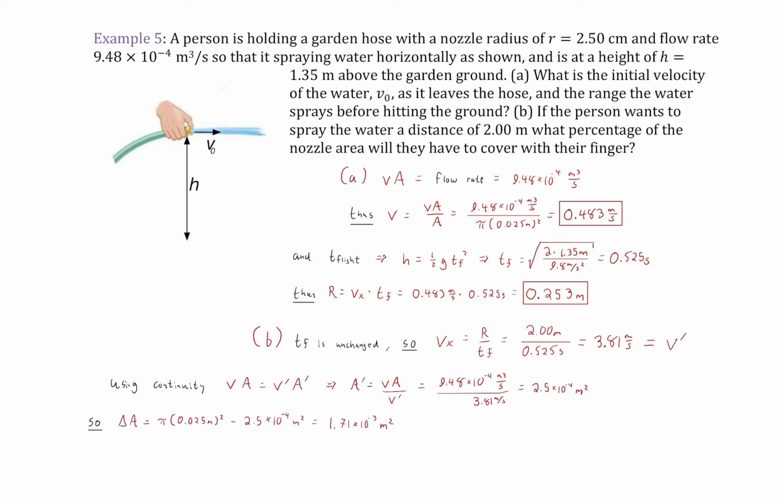The change in area is the initial full area of the hose without any finger covering it, minus the new area. Since we're asked for a percentage covered, it would be the change in area over the original total area times 100 to make it a percentage. There's the numbers, 87.3%. So we'd have to cover up most of the hose, leaving just a little bit, so it's squirting out really fast to get it to shoot about 6 feet, or 2 meters.